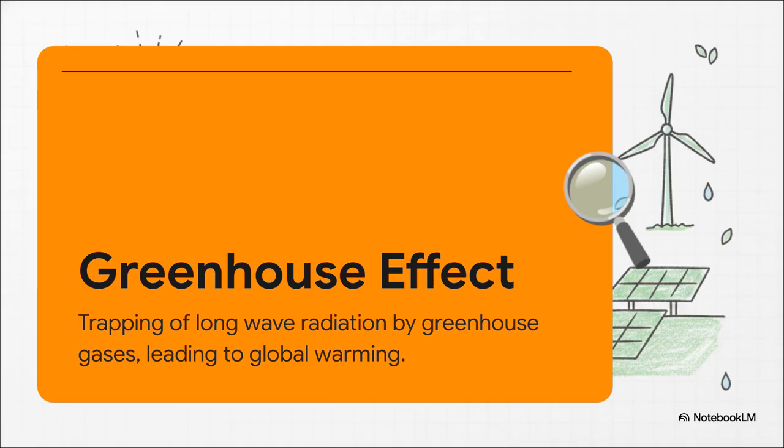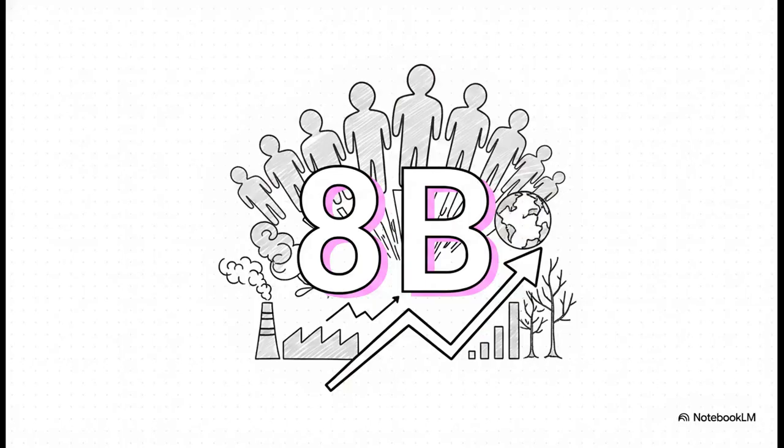But when the Earth tries to bounce that heat back into space, it radiates as long-wave radiation. Greenhouse gases essentially act like a giant blanket, trapping that long-wave radiation. This is the fundamental physical mechanism driving global warming and devastating our terrestrial ecosystems. But what is actually driving those greenhouse gases?